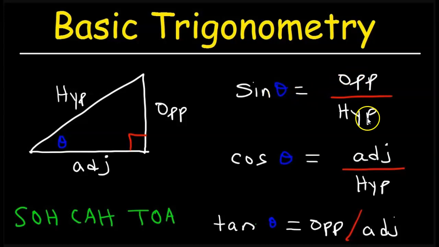opposite over the hypotenuse. The cosine of theta is the adjacent over the hypotenuse. And the tangent of theta is the opposite over the adjacent. And here's a way that people memorize it. SOHCAHTOA. And that's short for sine equals opposite over hypotenuse, cosine equals adjacent over hypotenuse, and tangent equals opposite over adjacent. Let's do an example.